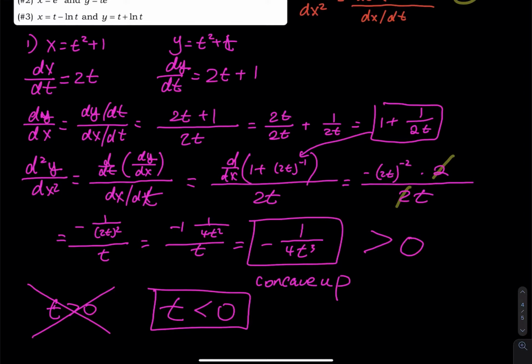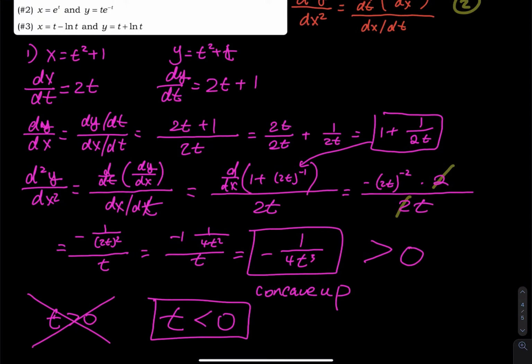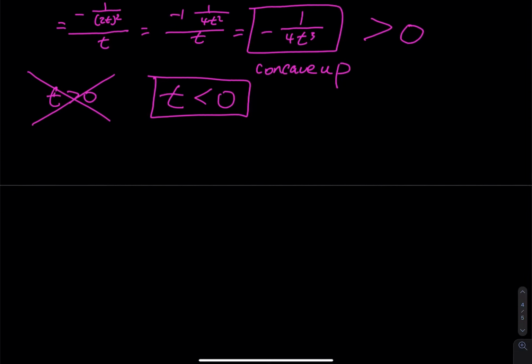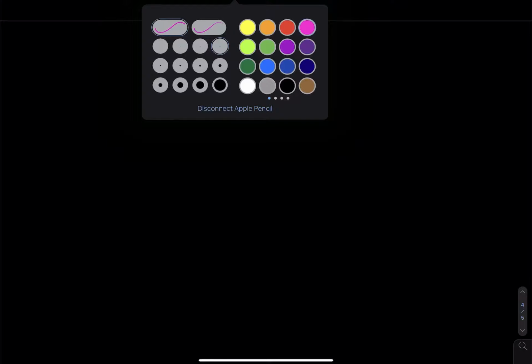Let's move on to number 2. So number 2 is right there. Don't worry about that, I will copy the problem over for you. So the next one is number 2. We have x equals e to the t, and y is equal to t times e to the negative t.